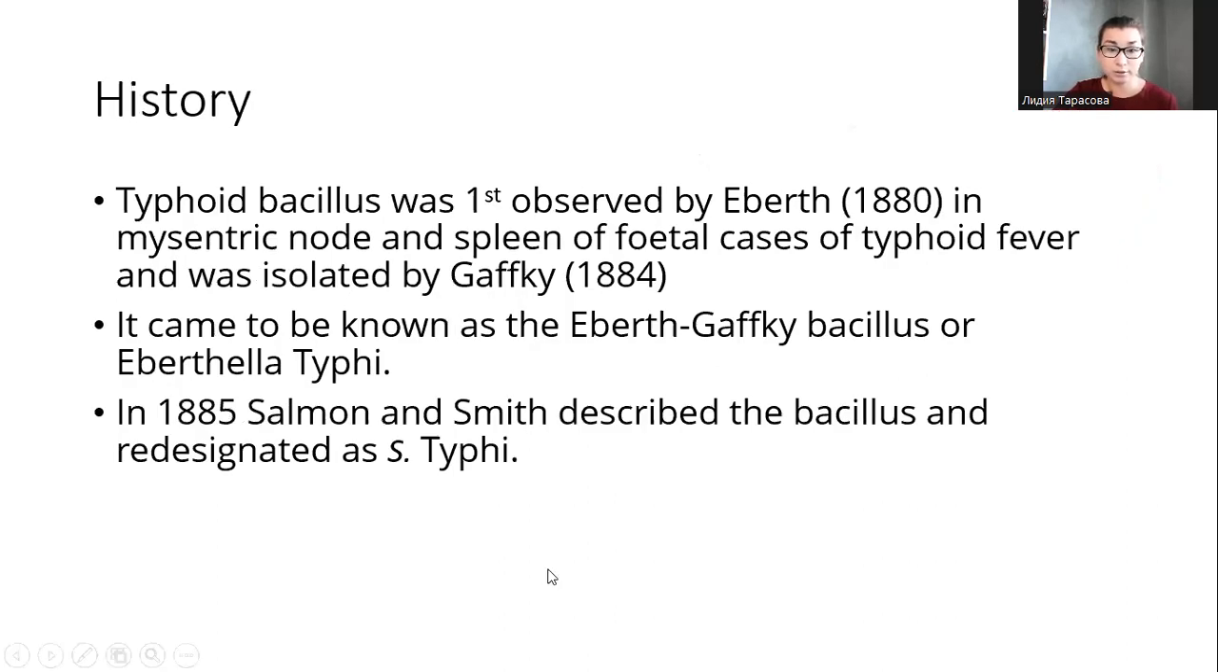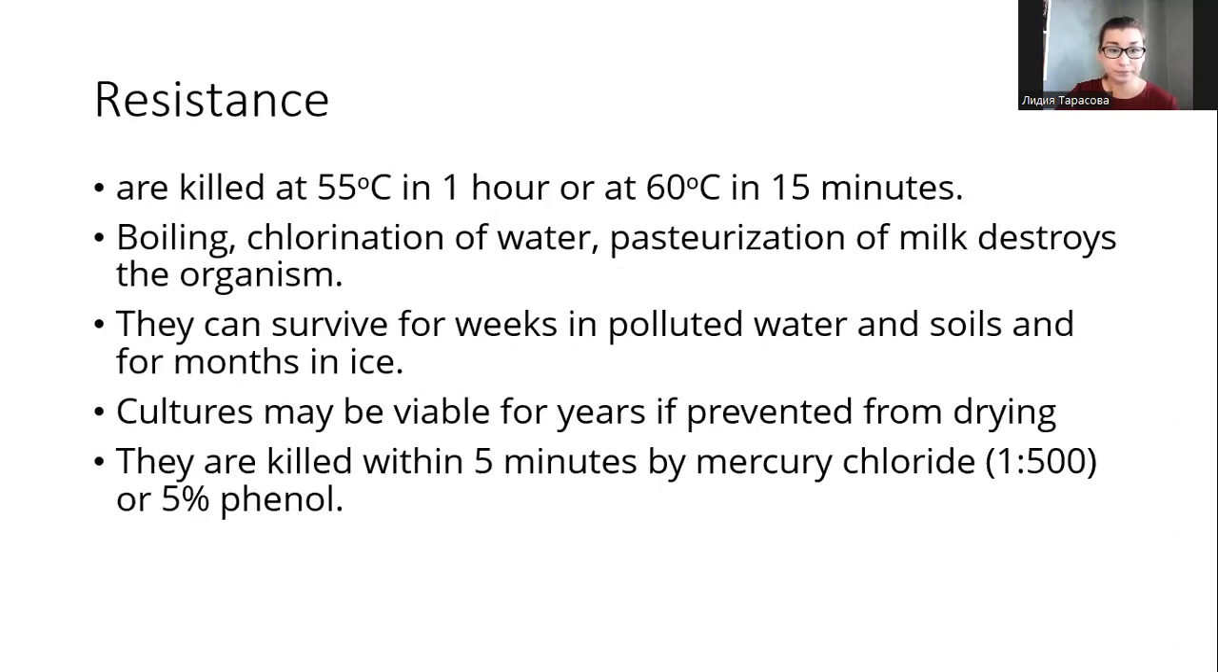History: the typhoid bacillus was observed by Eberth in the mesenteric node and spleen of fatal cases of typhoid fever and was isolated by Gaffky. It came to be known as the Eberth-Gaffky bacillus or Eberthella typhi. In 1885, Salmon and Smith described the bacillus and designated it as Salmonella typhi.